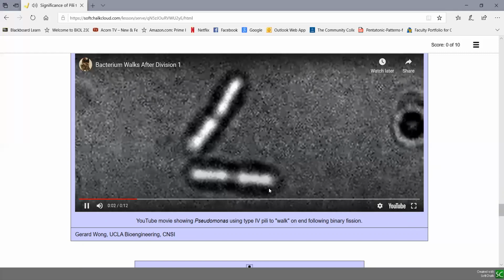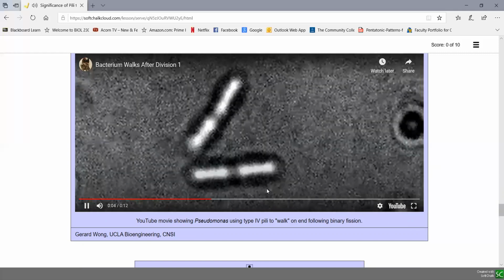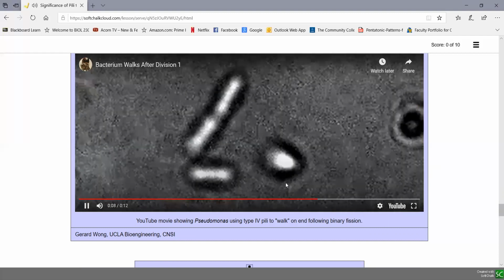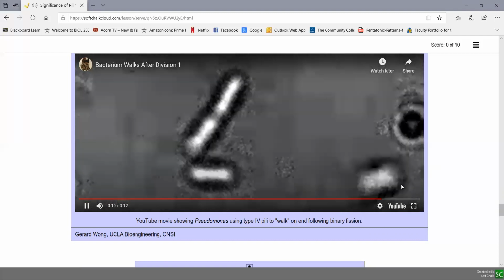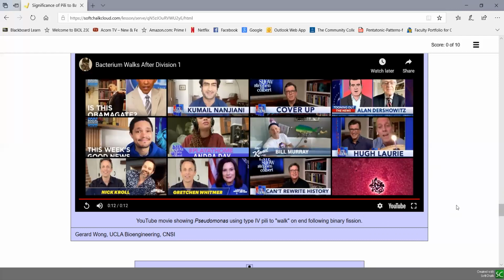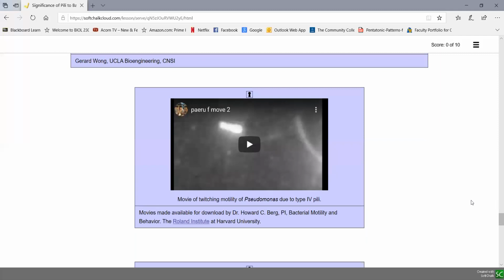So here's the bacteria getting ready to divide. And then it pops up on the end, and as the pili extend and retract, it actually walks along the surface rather than crawling. So you see both the walking and crawling motility very frequently with the type 4 pili.